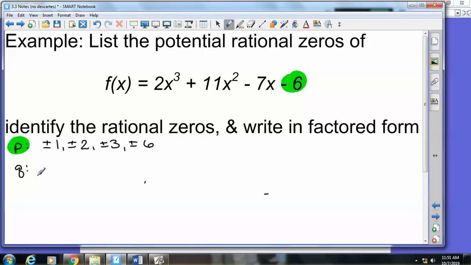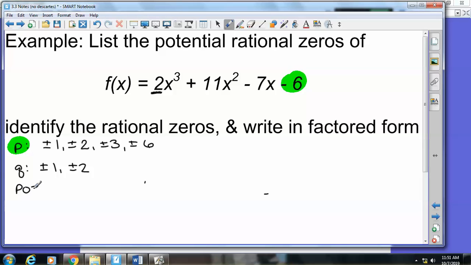For the Q values, Q comes from the leading coefficient. What are things that divide 2 evenly? 1 and 2. You could take +1 times +2, or -1 times -2. So that, again, you will always have the plus and minus.